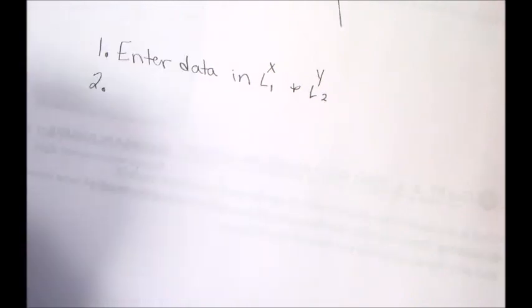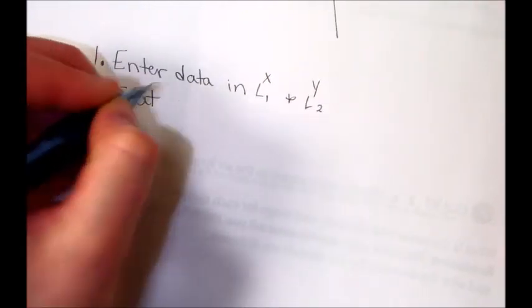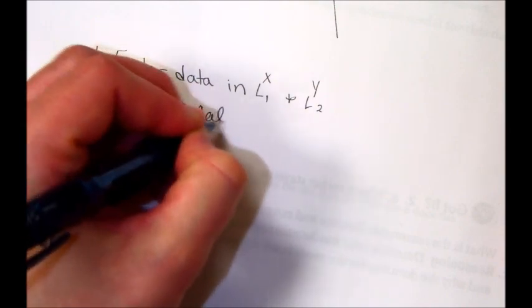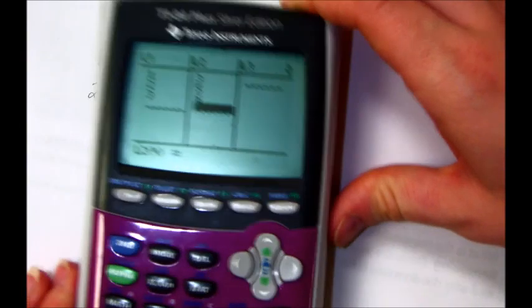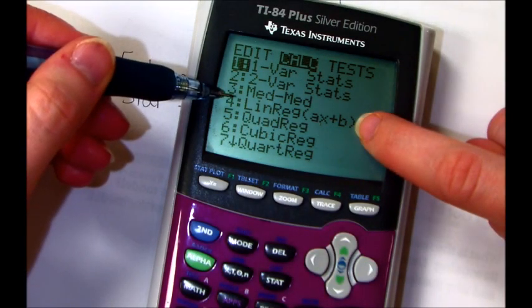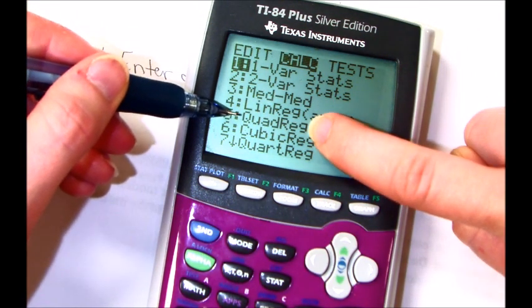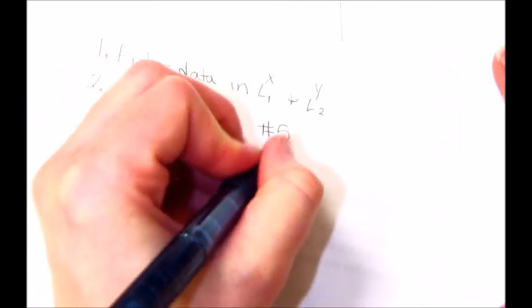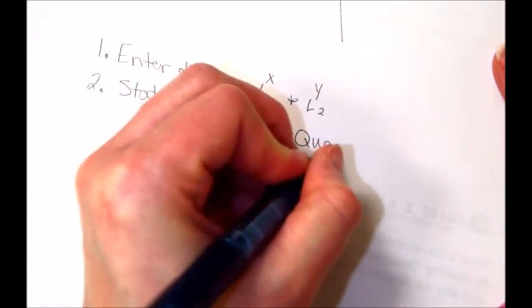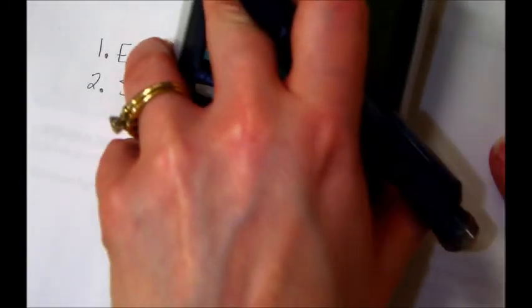Number 2, you are going to hit Stat again, and just like you did before, you're going to go over to Calc. This time, you are used to linear regression because we studied straight lines, but now we're in quadratics, we're in parabolas. So you want to study quadratic regression. So you're going to pick number 5, quadratic regression, and it just says QuadReg. Okay, so let's do that.